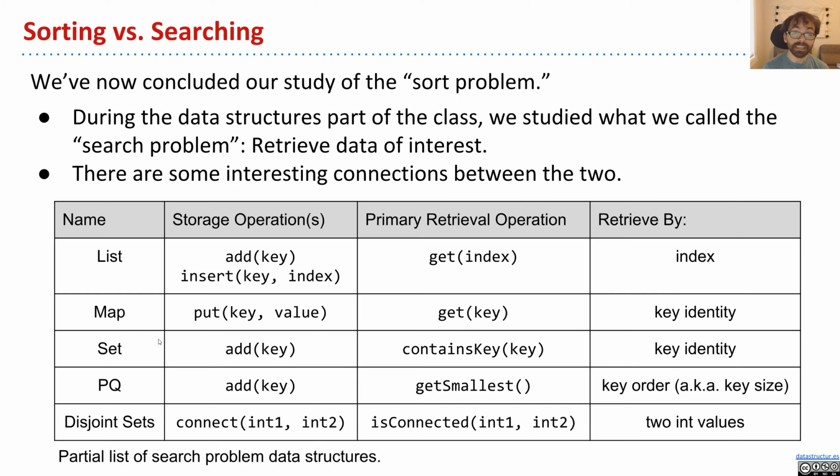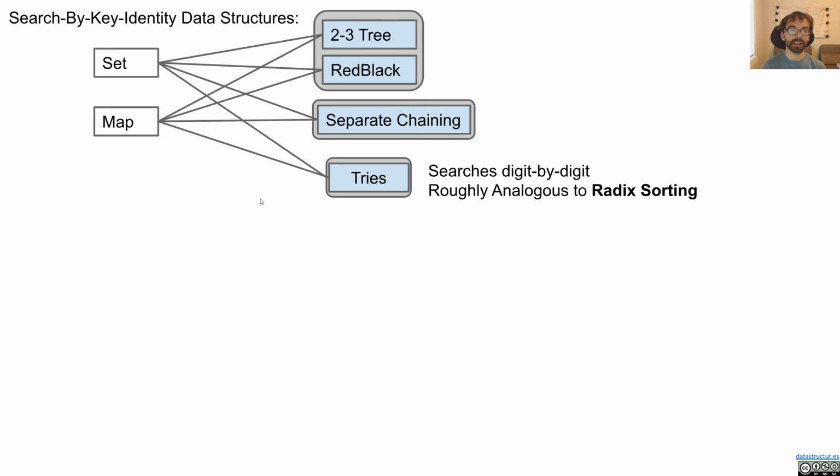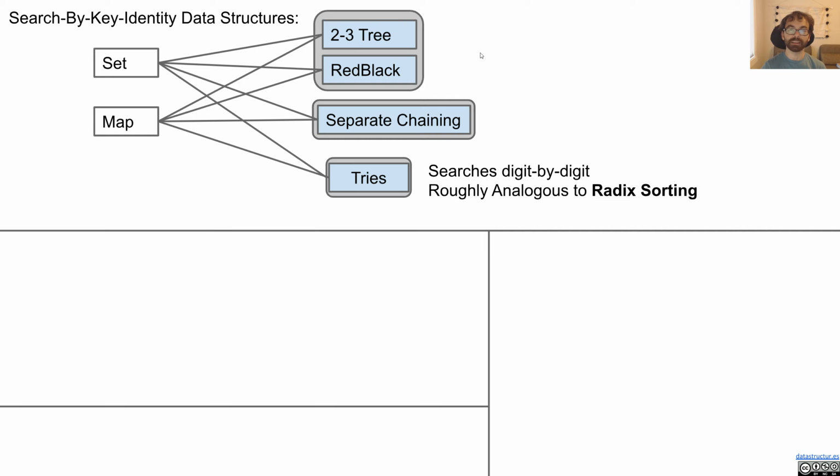So there's some interesting connections between the sort problem and the search problem. So I put them together on this slide. So here are our search by key identity data structures. I'm only showing sets and maps, and each of the different ideas when we want to search by key identity. We have our 2-3 tree, our red-black tree. Those are both basically ultimately going to be like our comparison sorts. We have our separate chaining idea, our hash table idea, and then we had tries. So I'm already kind of foreshadowing the connections here.